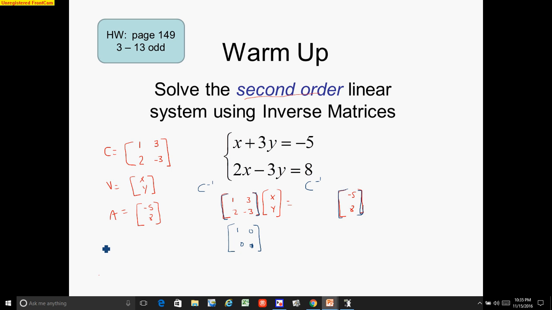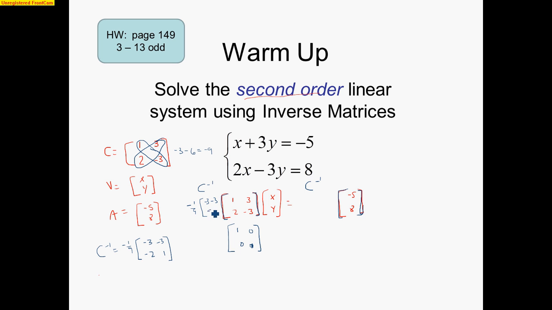To calculate C inverse, I need the determinant of the coefficient matrix, which is negative 3 minus 6, or negative 9, times the adjoint, which is switch them on the main diagonal and negate them on the minor diagonal. So I'm going to put the inverse here and not really multiply, because I already know that this product will give me the identity.